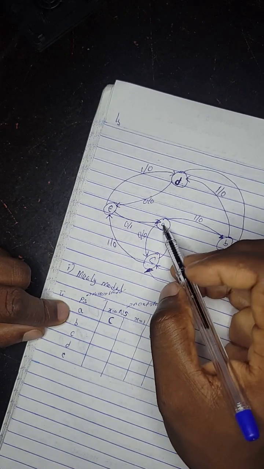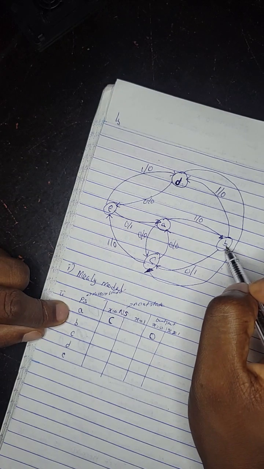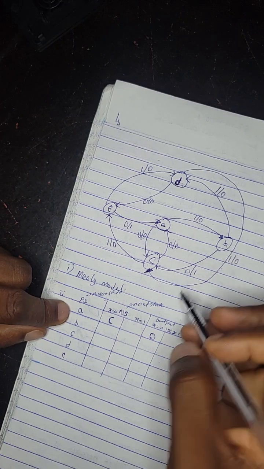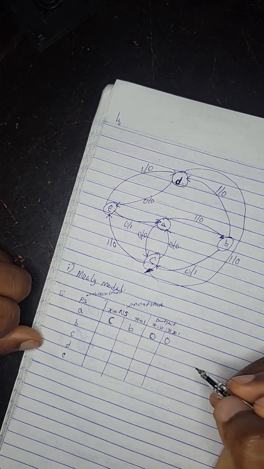So when we also have state A and the input is 1, the next state is what? The next state is B. So the next state is going to be B and the output is going to be 0.